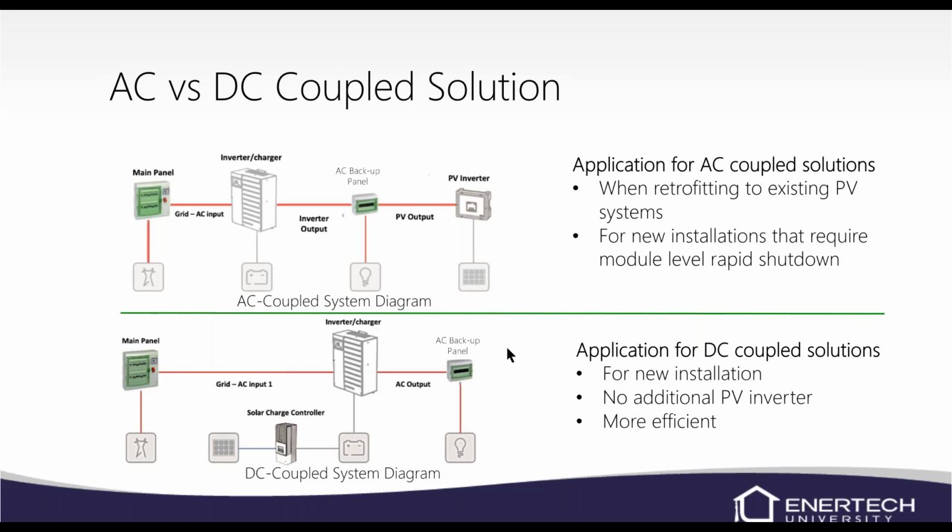The DC coupled solution for new installations needs no additional PV inverter, and it is more efficient. So you can see the DC coupled system diagram on the bottom there. And this would be for a new installation. You've got your main panel with your grid power coming in, tying into the inverter, and then you've got your solar charge controller tied into the inverter, and then output AC to the home.